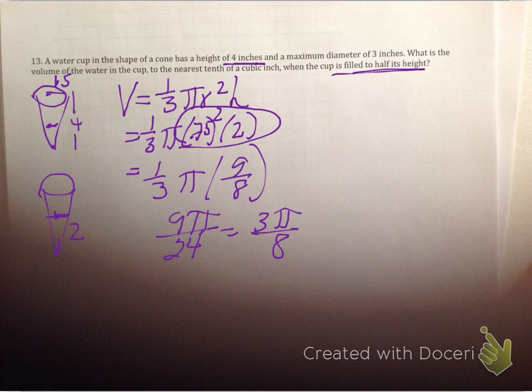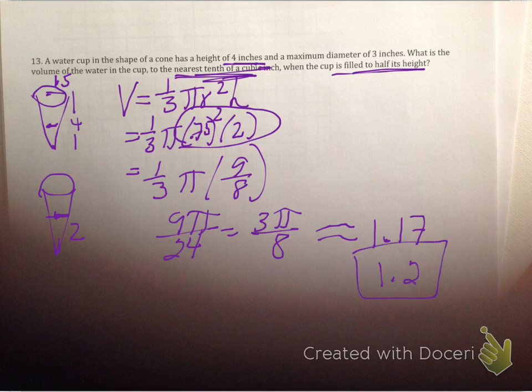But you don't have to keep reducing because you need to do it to the nearest tenth. You're going to need your calculator no matter what. And that is going to be approximately 1.17. And we're supposed to find it to the nearest tenth, so it's going to be 1.2. That was the answer for that one.